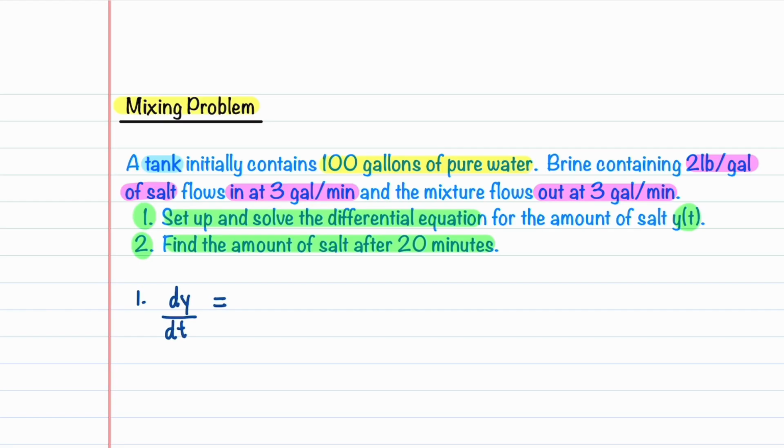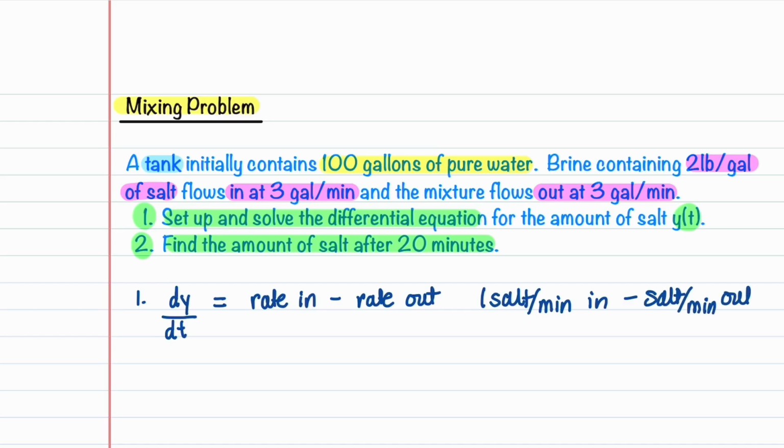It is going to be equal to the rate in minus the rate out. That just means it's going to depend on the salt per minute in minus the salt per minute out. And that's what we have to figure out. Let's look at the rate in first.